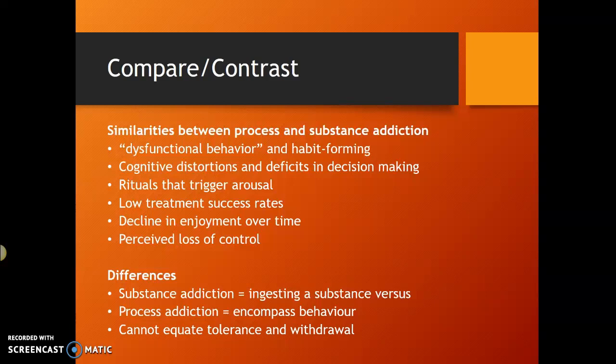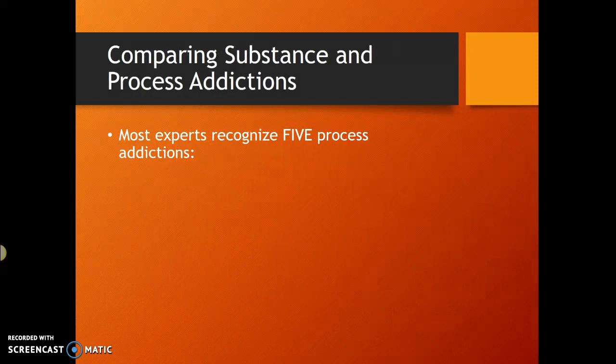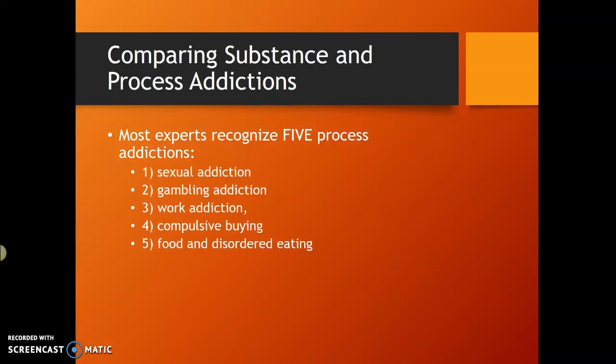And then the other big difference is that we cannot actually equate tolerance or withdrawal to process addictions the same as with substance addictions. We need a little bit more research in that area. So we cannot equate tolerance and withdrawal in terms of the physiological mechanisms. All right, comparing substance and process addictions, most experts recognize 5 process addictions. So they are sexual addiction, gambling addiction, work addiction, compulsive buying, and food and disordered eating.